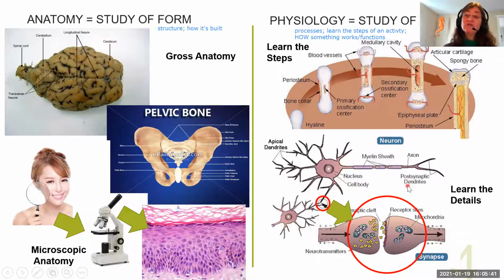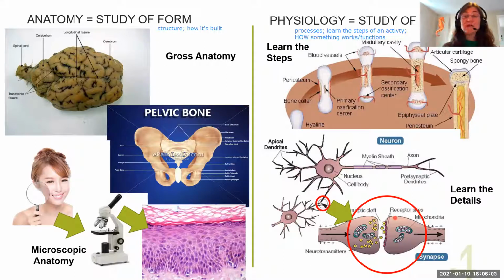At Ivy Tech, we've decided to put the two together. While we're seeing the bones in the lab, we're going to learn how they work, how they grow. While we're looking at the brain, we're also going to look at the neurons that are in the brain and see how they send signals. We do anatomy and physiology together. And I like that because they're related.